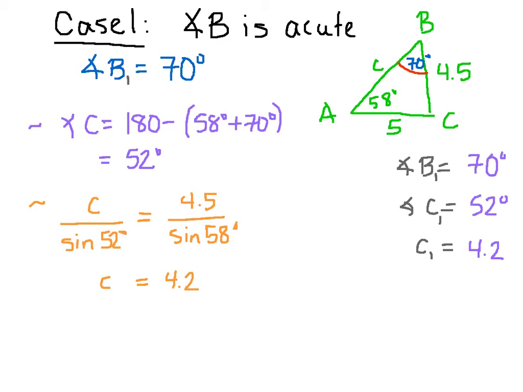And it should make sense that your bigger angle is going to be across from your bigger side. So 70 is across from 5, 58 is bigger than 52, so 4.5 is bigger than that. And then your C, which is 52 degrees, would be across from your smallest side.